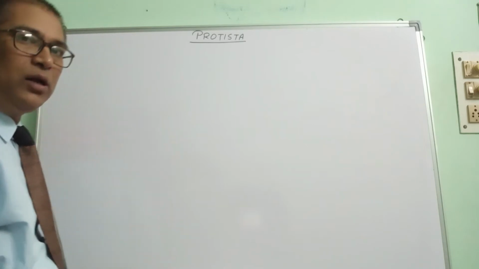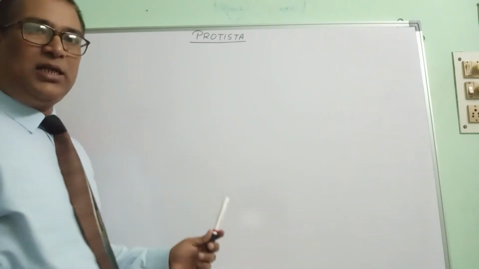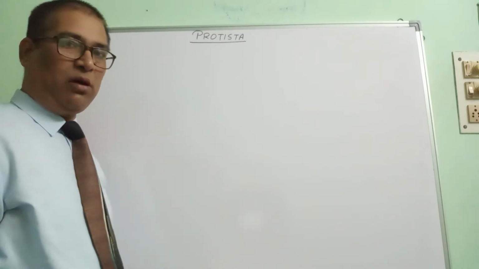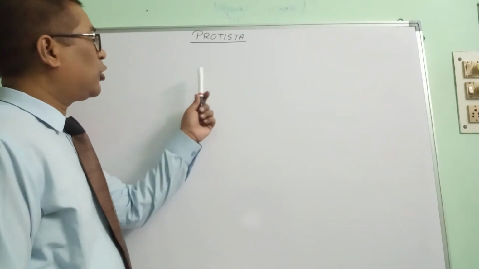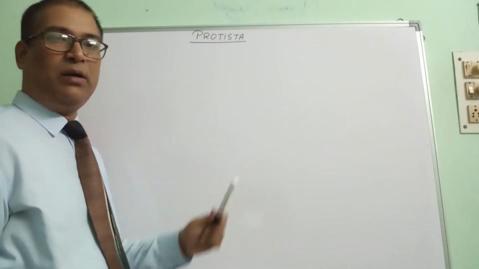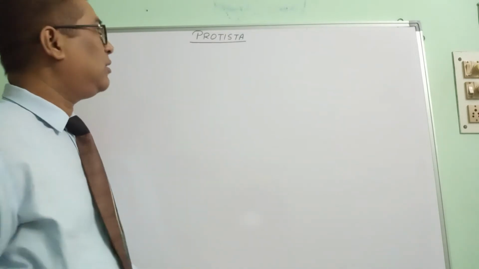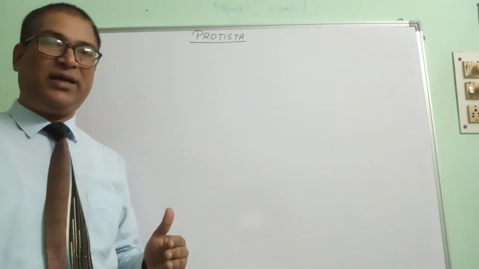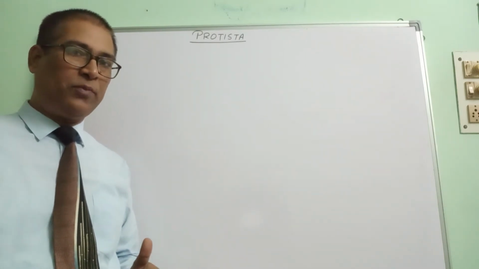Now first of all, in my last video you have learned about the characteristic features of the monerans. Protista are slightly different from the kingdom Monera because, no doubt, they are unicellular, but they are also eukaryotes.